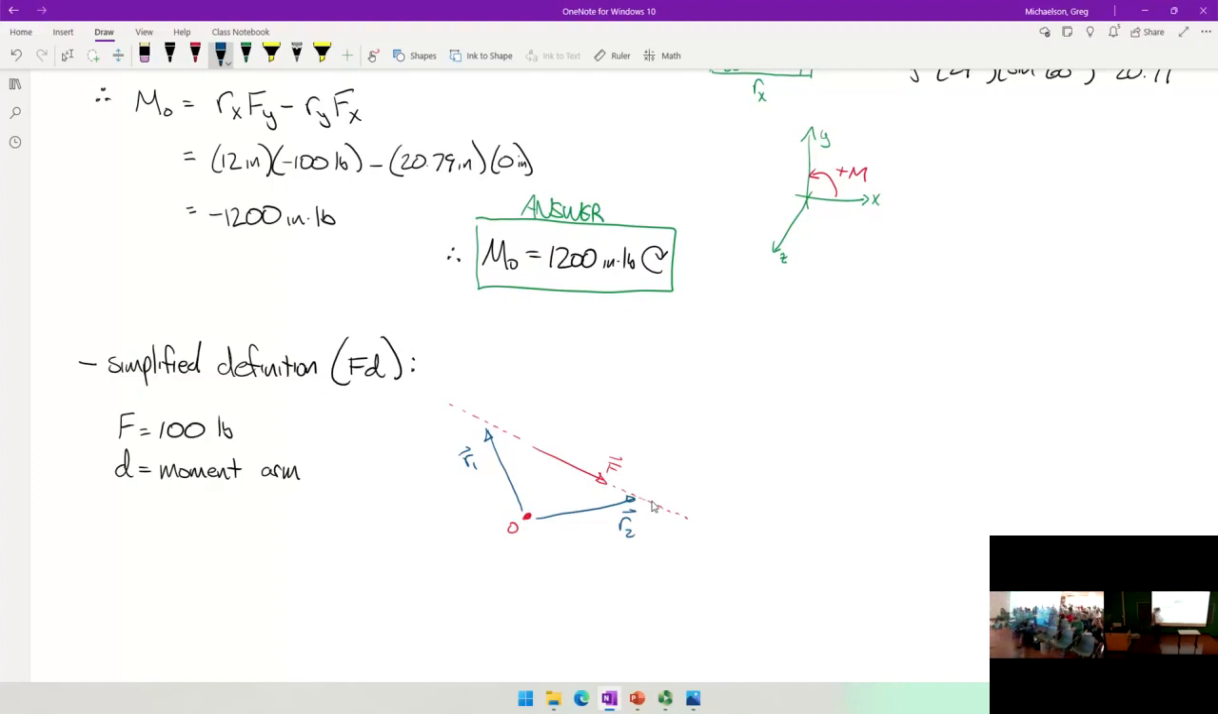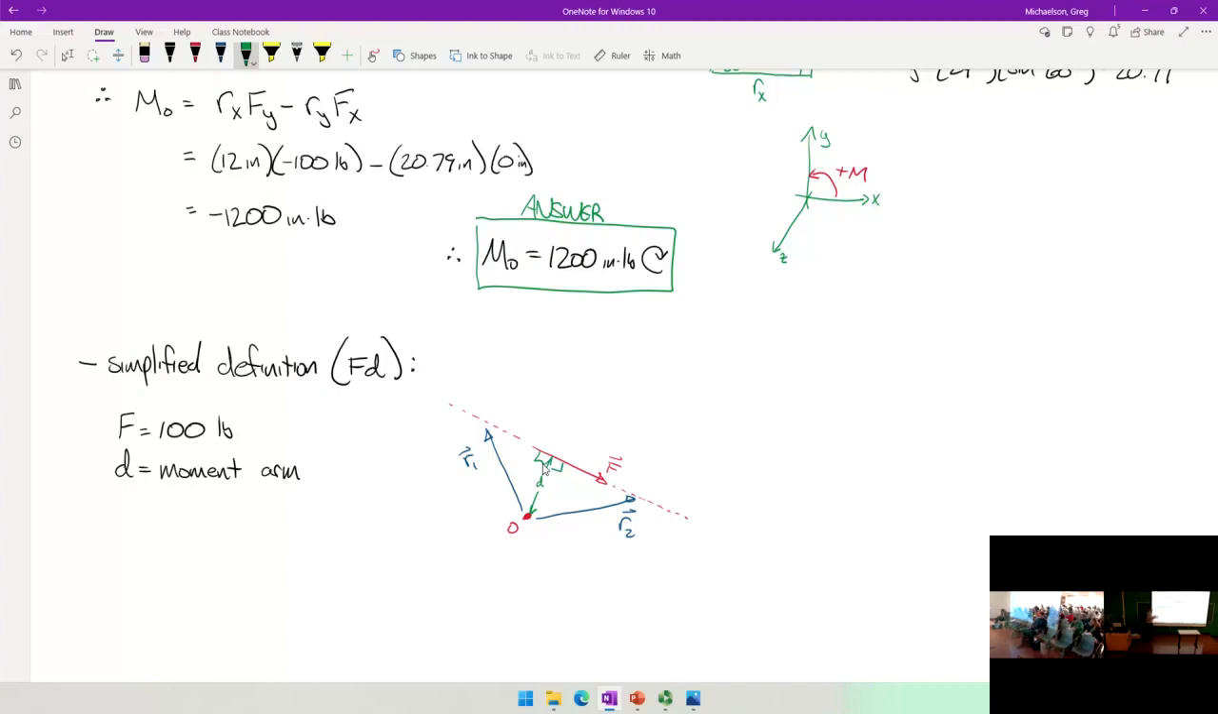The moment arm is the distance from the point in question to the line, and specifically, it's the shortest distance from the point to the line. So the shortest distance is going to be that line right there, where this is perpendicular. This is 90 degrees, and that's 90 degrees. Okay? That is the moment arm.